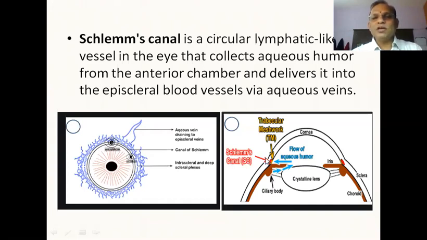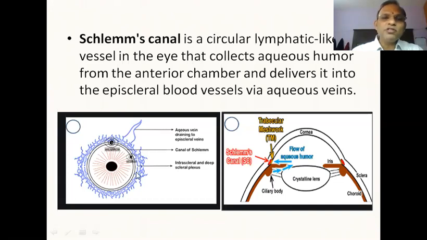So here is the Schlemm's canal. If you take a cross section, a sagittal section, the Schlemm's canal is present through 360 degrees, and it is connected to the scleral spur. Once the ciliary muscle contracts, the scleral spur opens. This scleral spur pulls and Schlemm's canal opens. Once the Schlemm's canal opens, the aqueous drained through the trabecular meshwork can go into the Schlemm's canal, and this Schlemm's canal again drains into the aqueous veins.